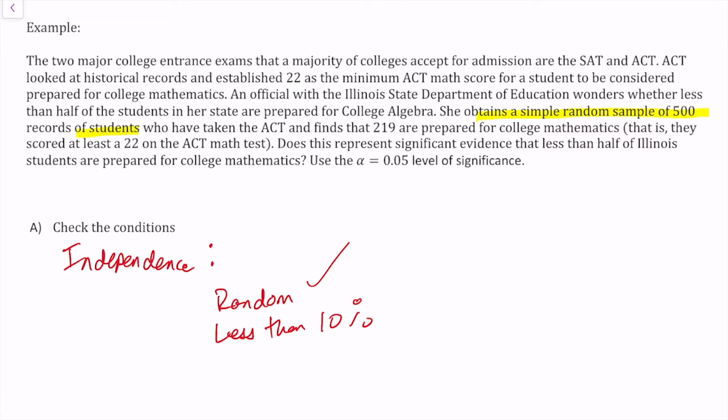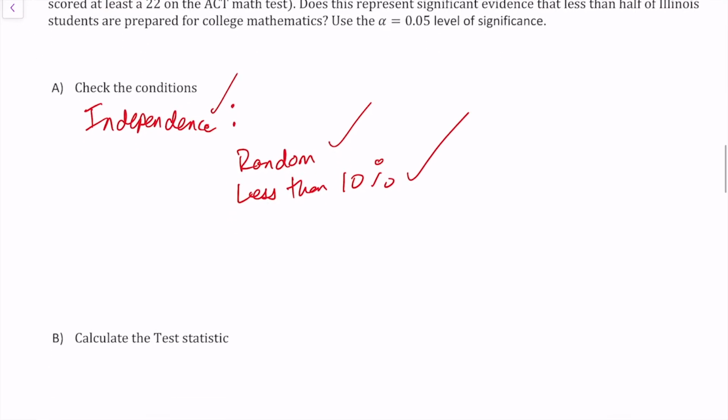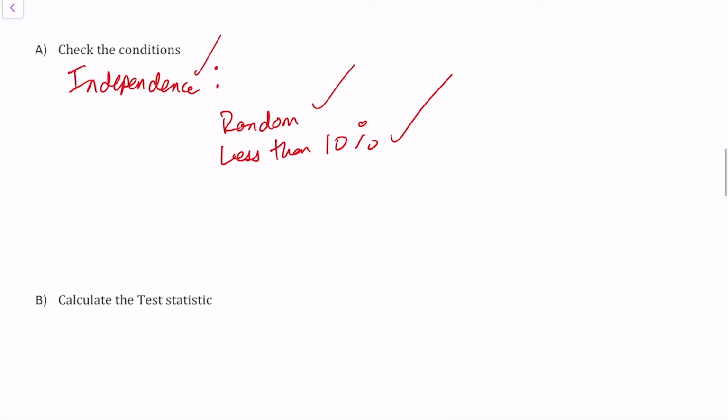Let's see. She's working with the state of Illinois, and we only asked 500 students. So certainly 500 students are way less than the total number of possible students taking the ACT. So therefore, less than 10% was sampled. So yes, we can say we have done our independence. Okay? All right, next. Next here. We need to check the success and failure condition.